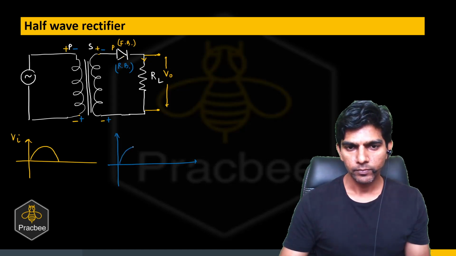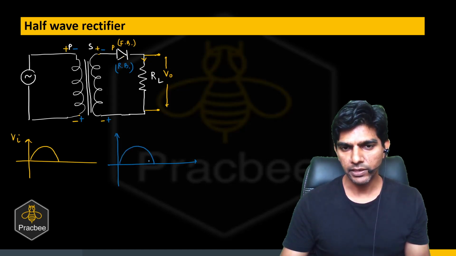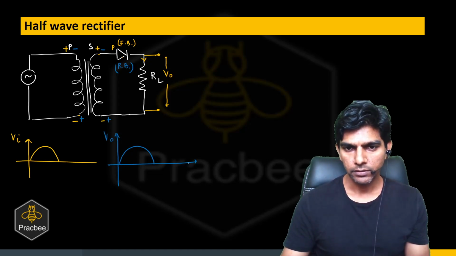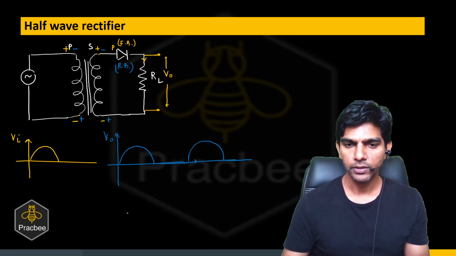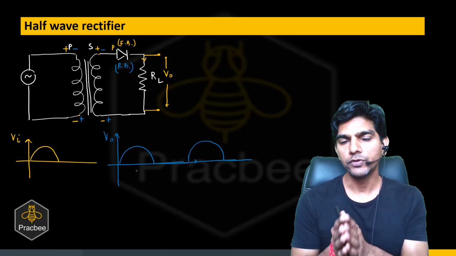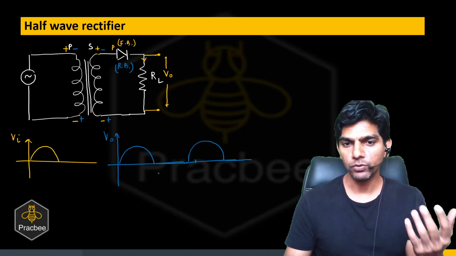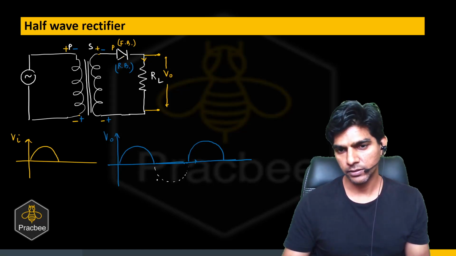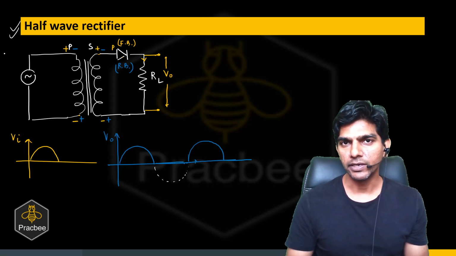So if I plot the graph for output, it will be like this. For the first half cycle, we have some output voltage, and then it will be 0. And then again for the third half cycle, it will be positive again, and then 0. So can you see what is happening here? We are able to rectify half of the wave, right? But not the full wave, because we are not able to rectify the second half. That's why it is known as a half wave rectifier.